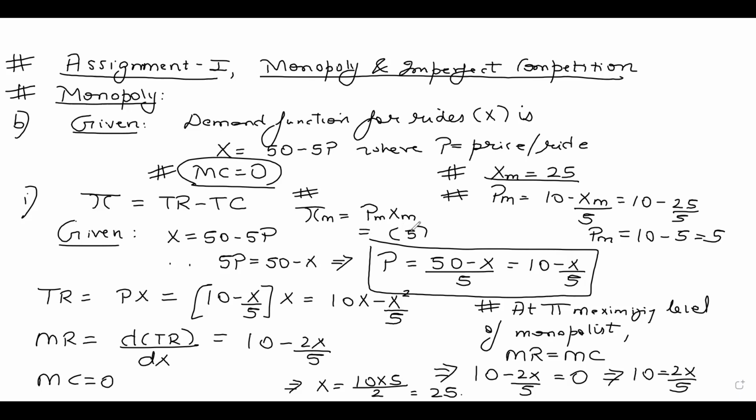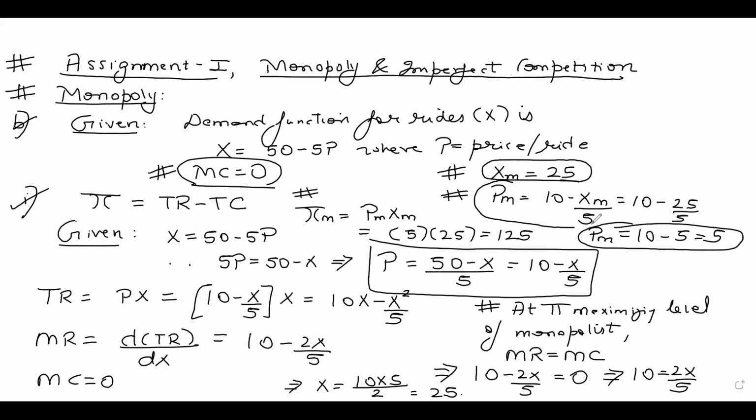PM is how much? 5. XM is how much? 25. So the profit of the monopolist is 125. So for question B, part 1, the answers are as follows. The monopolist is going to give 25 rides. The price charged will be ₹5 per ride, and the monopolist is going to make a profit of 125. This is my answer for part 1.